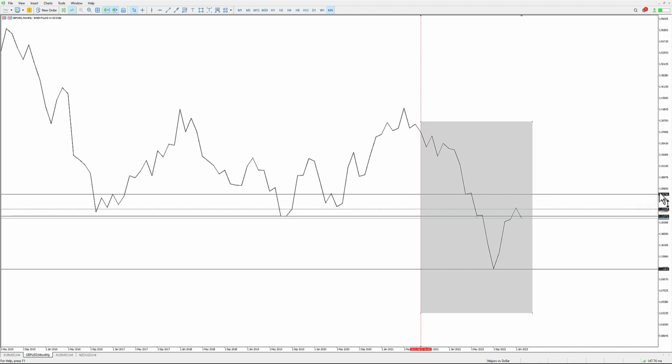Firstly, we're talking of 1.257. That's the draw on liquidity. Internal range of buy stops above 1.25. That will be your target for longs. And then the next level in terms of target, you're talking of this level here, right? We're talking of 1.32 on pound USD as your draw on liquidity.